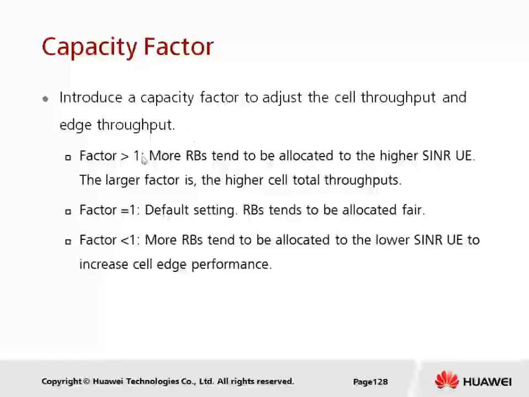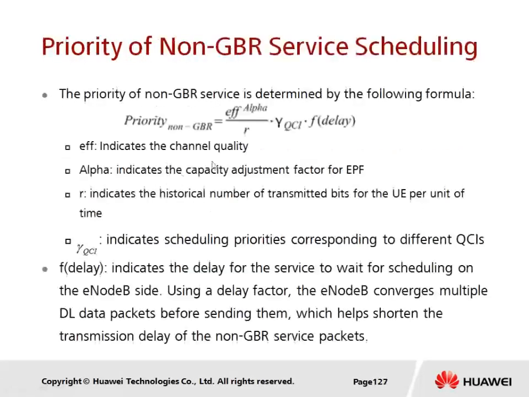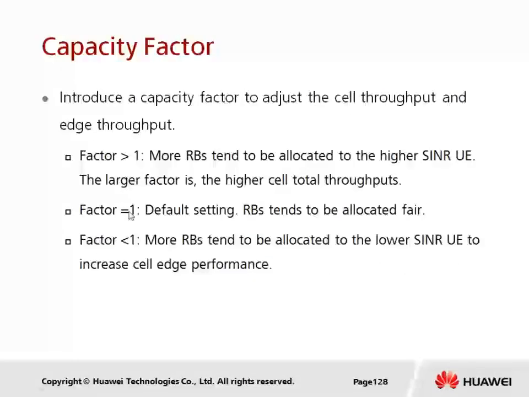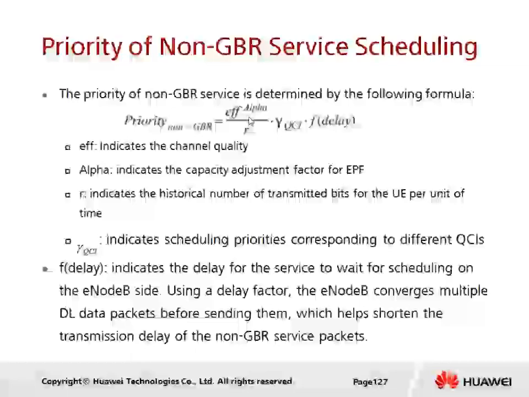Then we can see how the alpha affects the influence of the CQI. If the alpha value is greater than 1, then we are considering the effect of the CQI more, as compared to when we adjust the alpha factor to be 1 or smaller than 1, where the effect of the CQI is slightly less in terms of the scheduling priority. So this is the CQI with the alpha factor divided by a small r, which is the historical number of transmitted bits for the user, meaning the historical service rate.